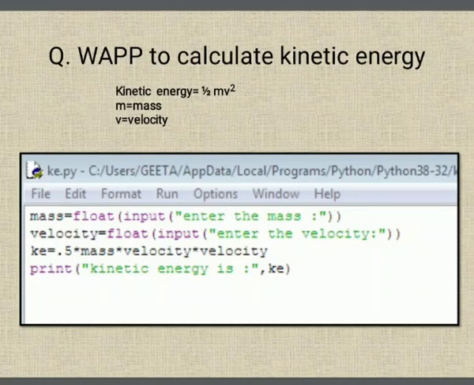So here the first statement, mass is equals to float input, enter the mass. So enter the mass is the prompt which will be there on the screen as it is. It will wait for the user to enter some value. Once the user has entered a certain value, it will be converted to float, and then that converted value will be saved in the variable mass. Second, velocity is equals to float input, enter the velocity. So we are accepting the value of velocity, converting it into float, and saving it into the variable velocity.